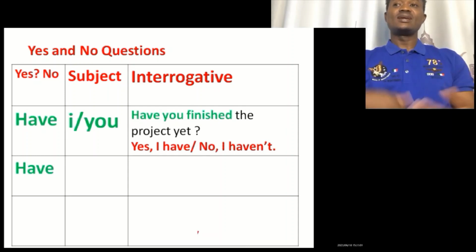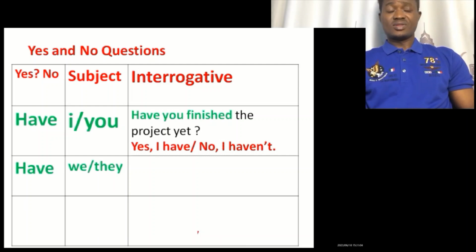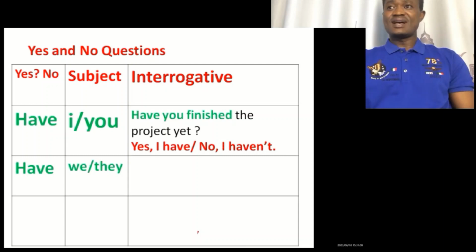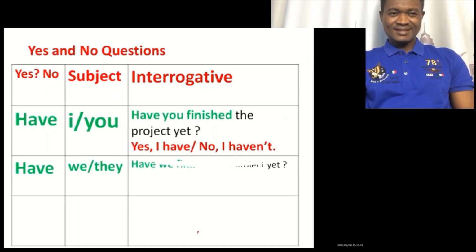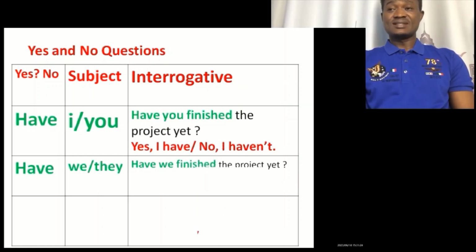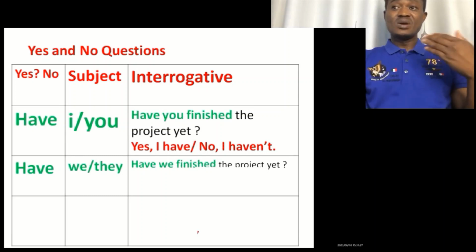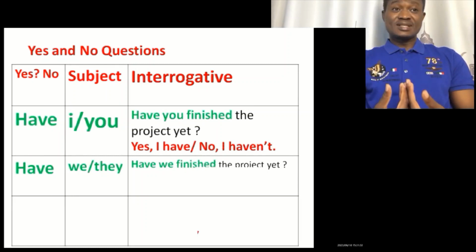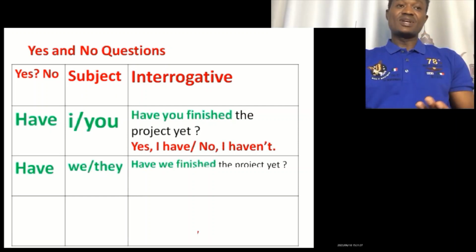Have is the auxiliary verb. Now let's go to the subject. The subject is we or they, the plural form, when you're asking a question. Let's go into the interrogative form. Have we finished the project yet? That's how we ask the question. Have is the auxiliary verb, we the subject, finished the V3 verb, and the project yet is the object.